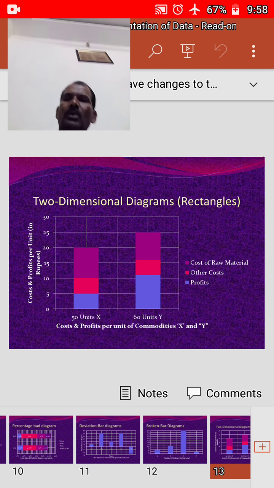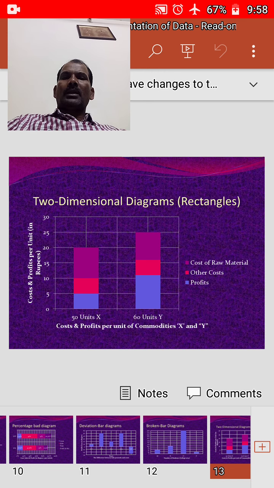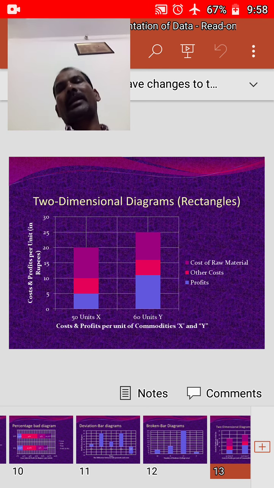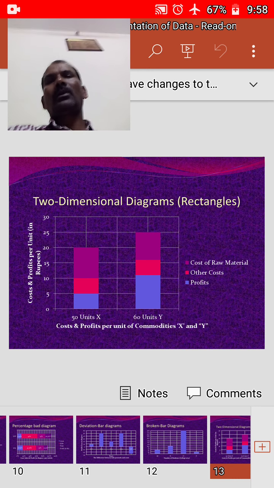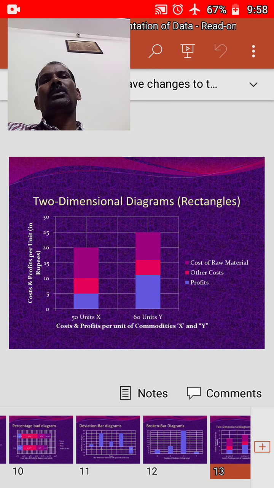Two-dimensional bar diagrams are also called surface diagrams or area diagrams. While constructing them, both the width and height of the diagram are to be taken into account. Thus, following are some of the important types of two-dimensional bar diagrams. One is rectangles. Rectangular diagrams are used to represent 2 or more sets of data. The area of a rectangle is equal to the product of its height and width. While drawing a rectangle, the original value of the data can be used.